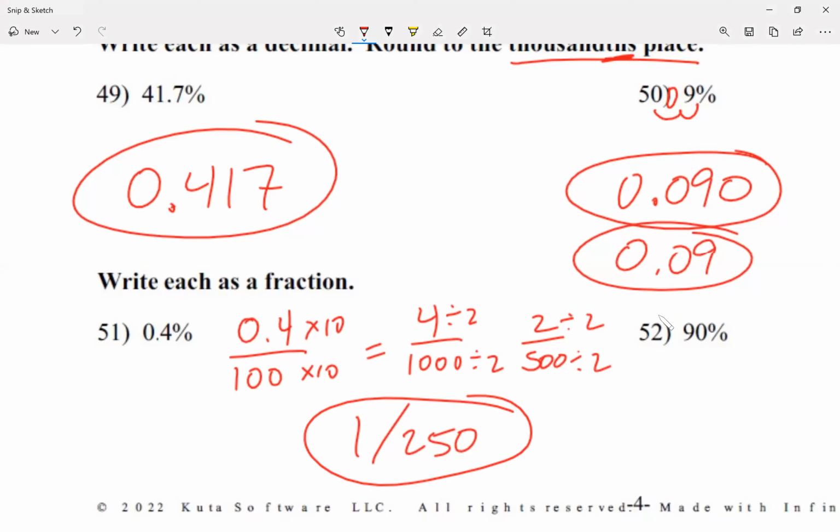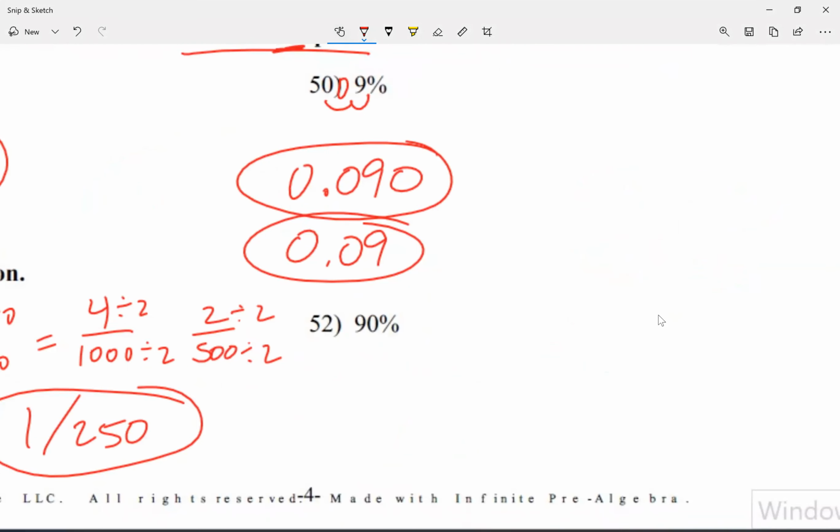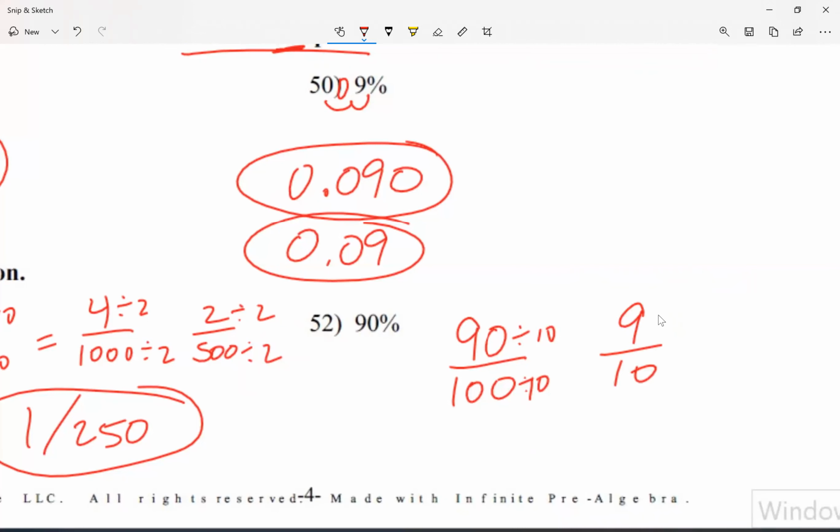90%, so looking at question number 52, 90%, I'm going to write this as 90 over 100. I see they both finish with zeros, so I want to cancel out the zeros, and that's fine as long as I divide by 10. So that gives me 9 over 10. Well, cannot simplify anymore, so that is it.